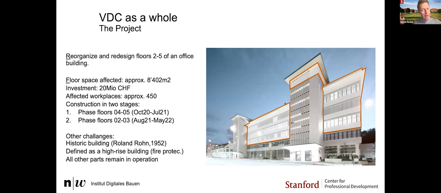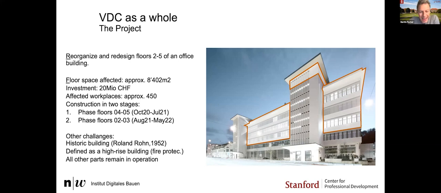and then said, okay, well, here's a challenging project. Maybe I should use VDC. This involved the renovation of floors 2 to 5 of an office building, while the rest of the building was being utilized. So in 2 phases. It was a historic building.